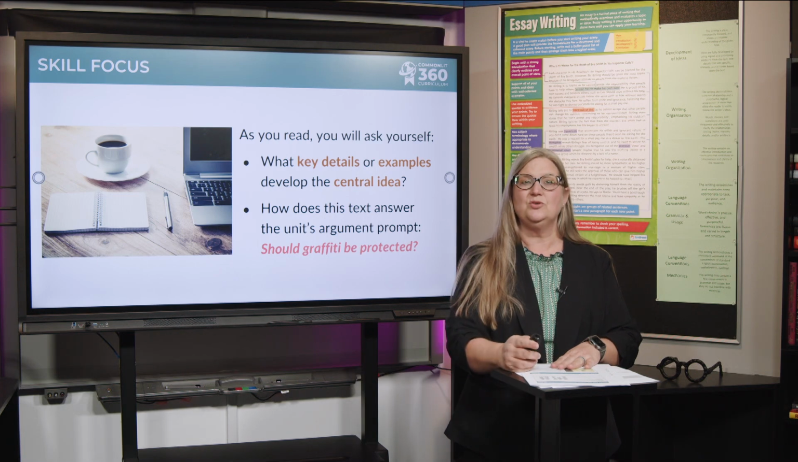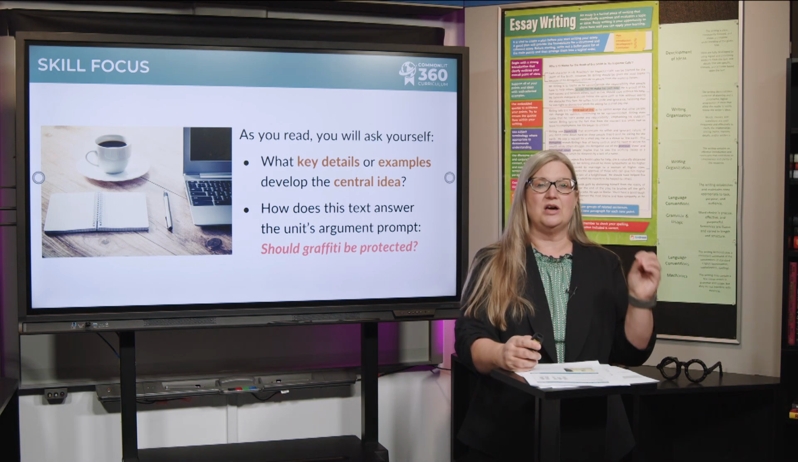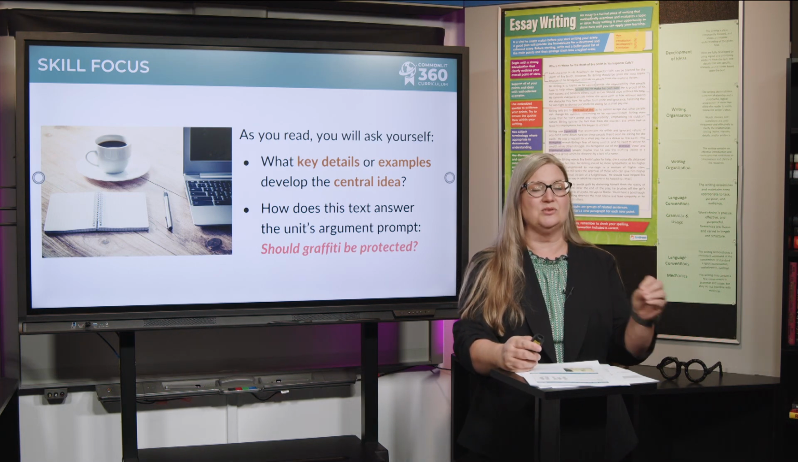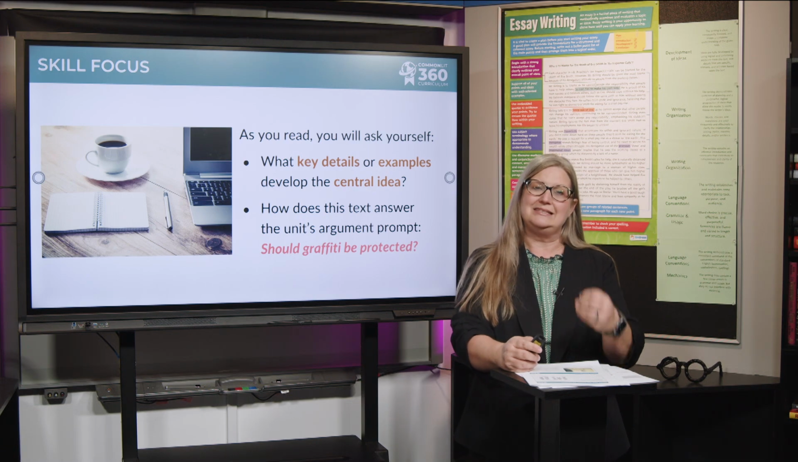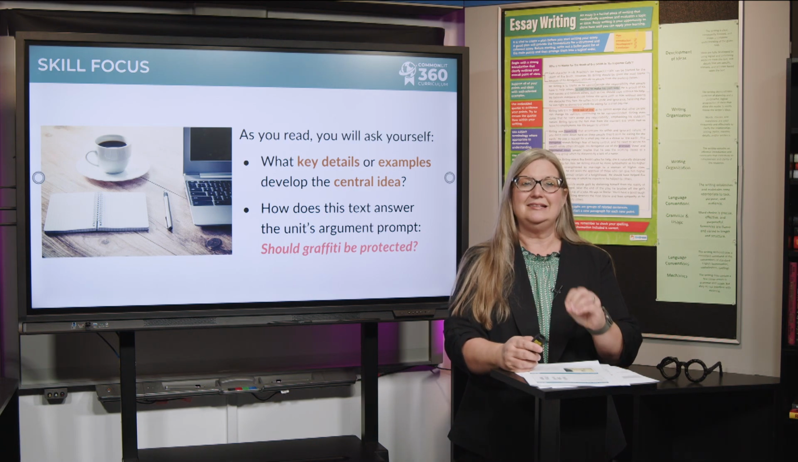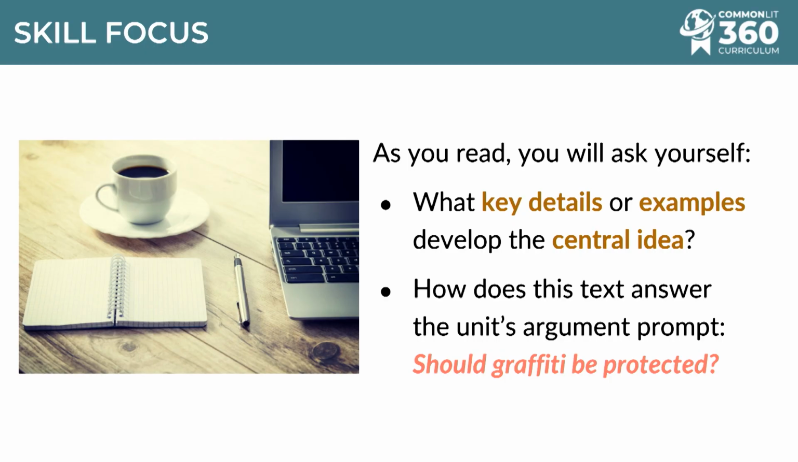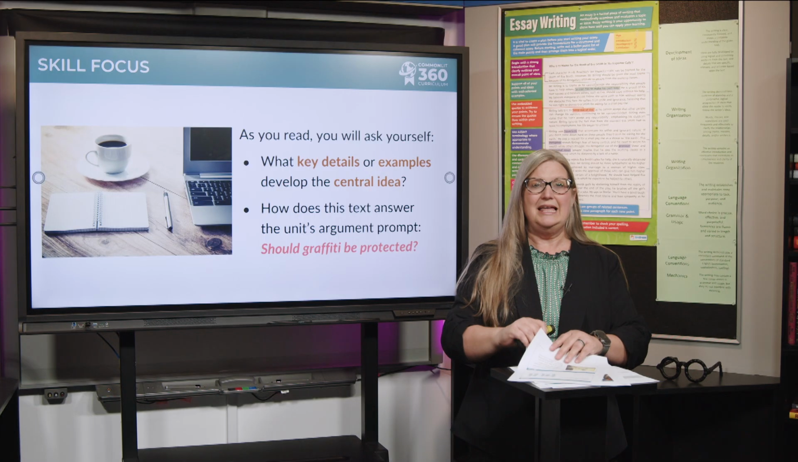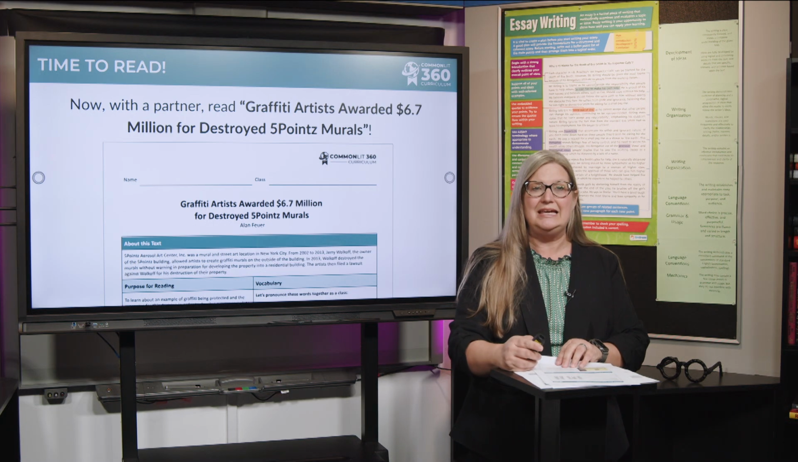As you read, I want you to ask yourself: what are the key details and examples that help develop that central idea? How does the text answer this unit's argument prompt: should graffiti be protected? Keep those things in mind as you read. That is our skill focus. Let's move on and begin reading.